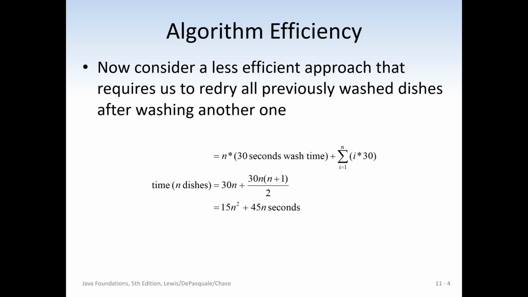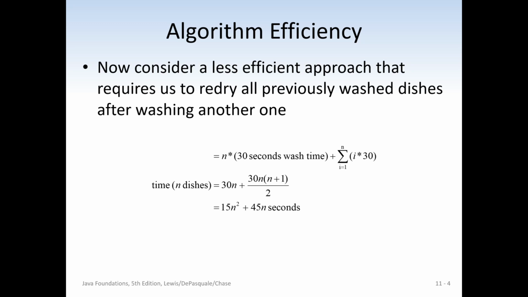Look at the time it takes to handle the kth dish in our order. It takes 30 seconds to wash the kth dish. Then when we put the kth dish in the rack, we have to dry that dish plus the k minus 1 dishes that are already in the rack, and each one of those takes 30 seconds. So it takes 30 seconds for the kth dish and k minus 1 times 30 seconds for the rest already in the rack. That's a total of k times 30 seconds for the kth dish.